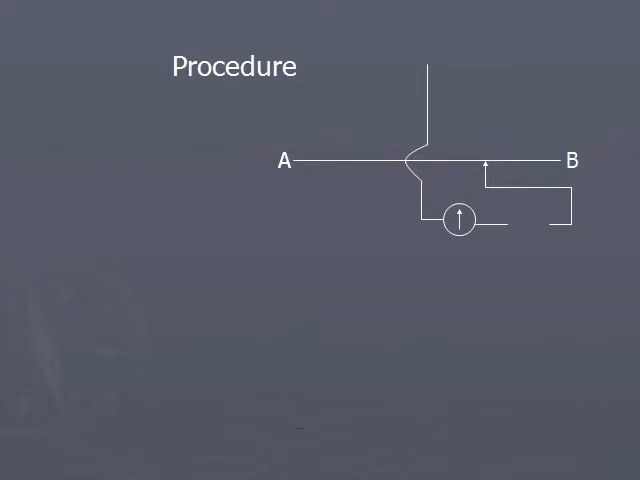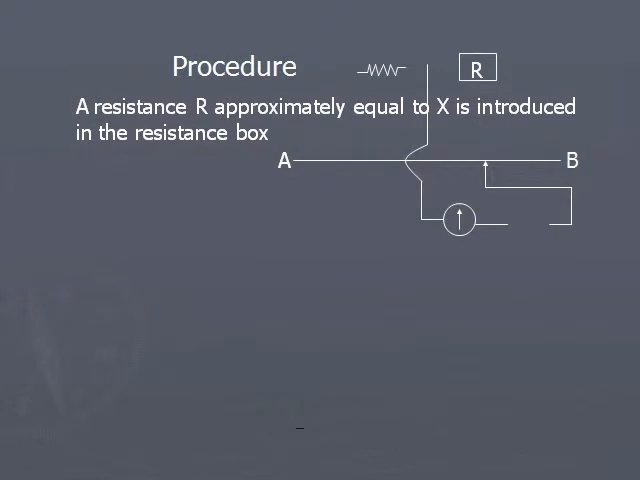After completing the connections, connecting unknown resistance X in the left gap and the resistance box in the right gap, now we proceed as follows to find the unknown resistance X. Introduce a suitable resistance which is approximately equal to the unknown resistance X in the resistance box.